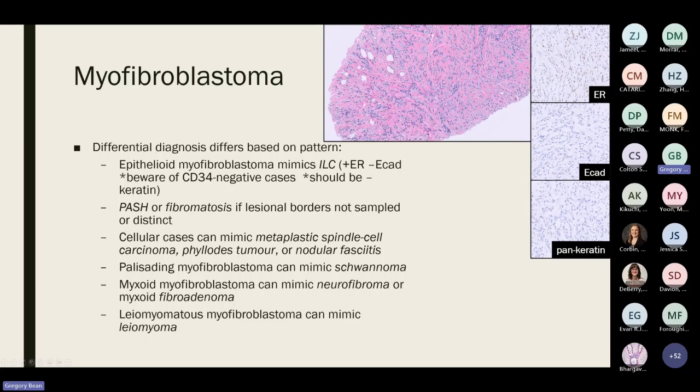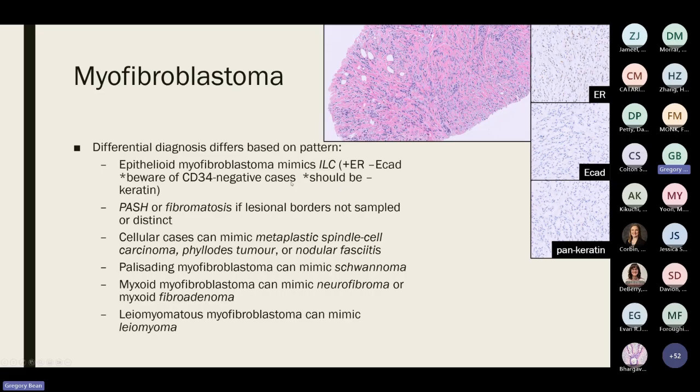I've personally seen 3 of these cases, and actually all 3 of them were initially thought to be ILC, either signed out that way or caught just before sign out. These can be very, very challenging and just sort of set you up. It's like a trap. Both ILC and myofibroblastomas are ER positive. They would be ECAD negative. It's really only that myofibroblastomas are keratin negative, whereas carcinomas are keratin positive.